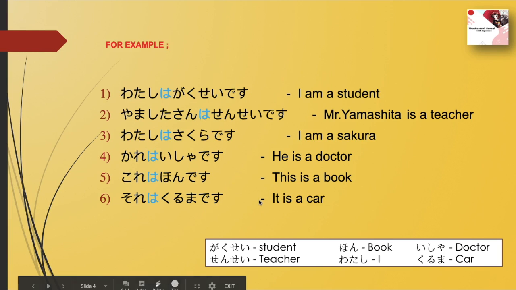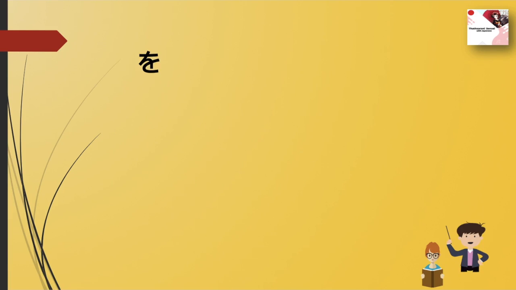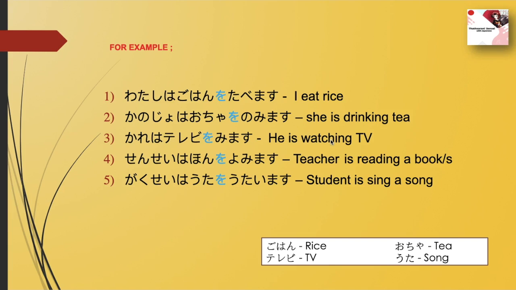Okay, now let's take a look at the next particle, which is wo. Here we have 5 examples. The first one is I ate rice. In Japanese we say gohan for the rice. Here gohan. Then I eat means tabemasu, and then I is watashi. Here we can see watashi, and then wa gohan wo tabemasu. Let's say that again. Watashi wa gohan wo tabemasu.